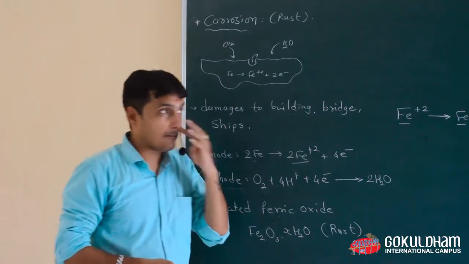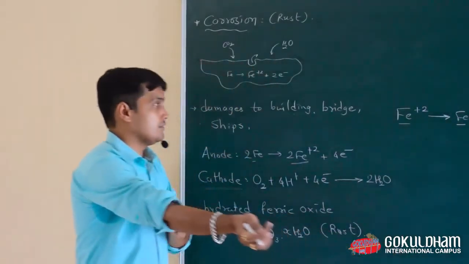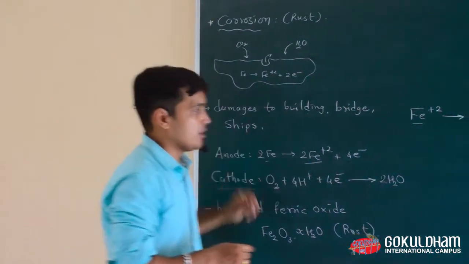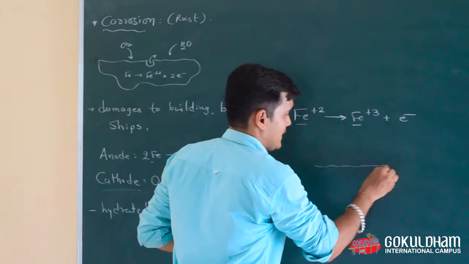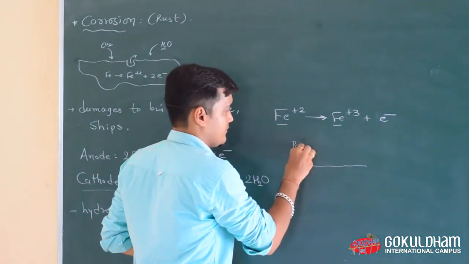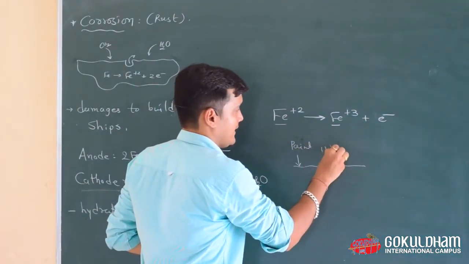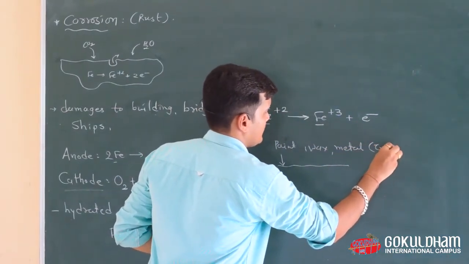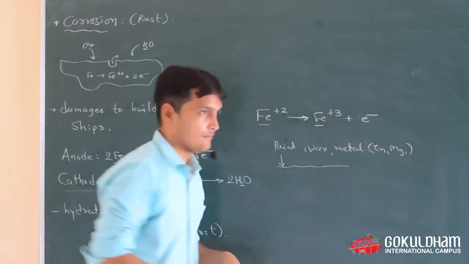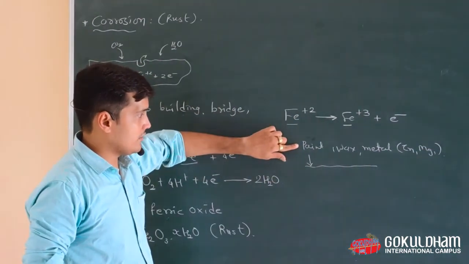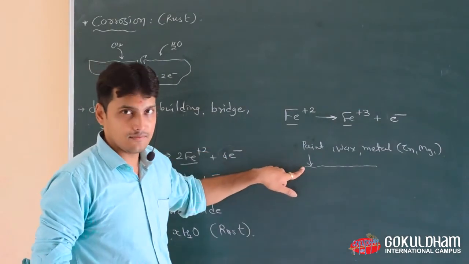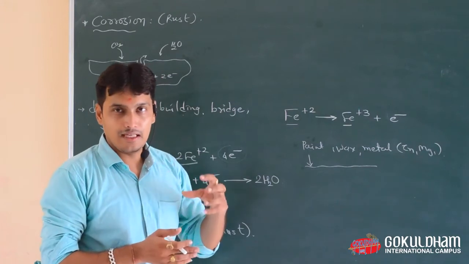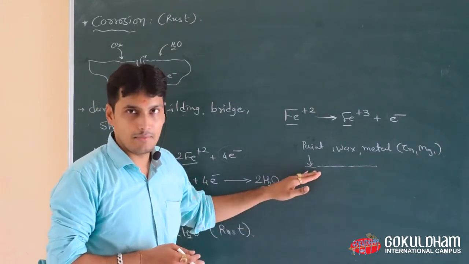What are the ideas to prevent corrosion? You can cover the surface with paint, wax, or metals like zinc, magnesium, copper. When you apply paint on metal surfaces, it disconnects the contact of oxygen and hydrogen carbonate from the metal surfaces.